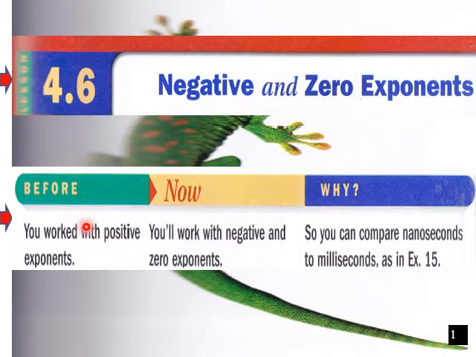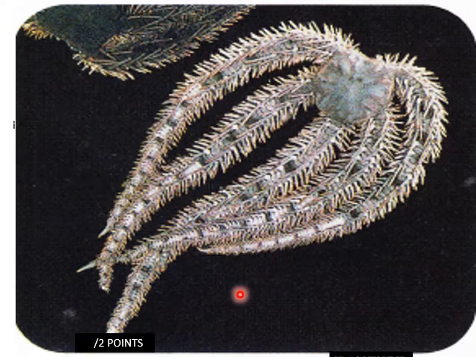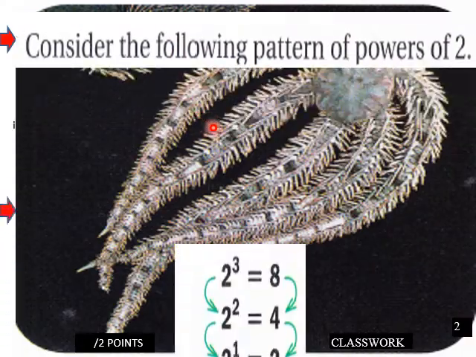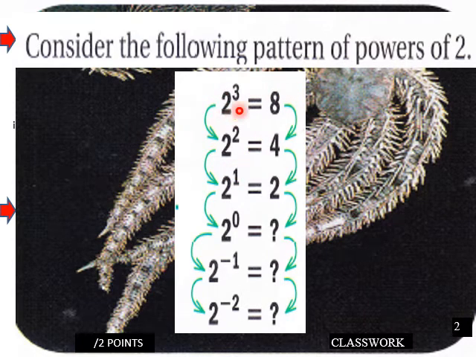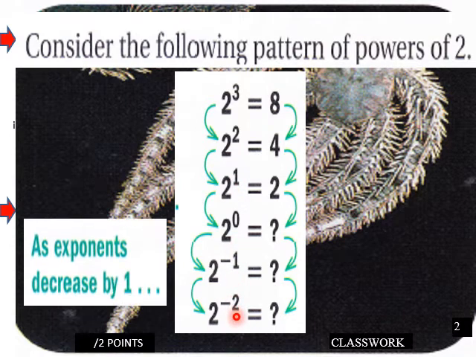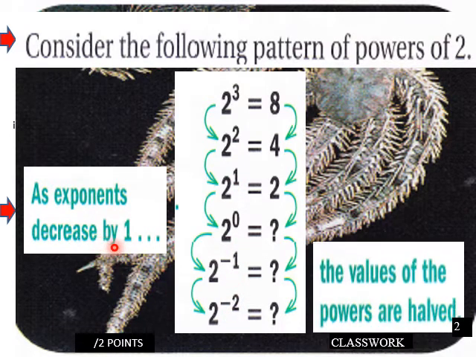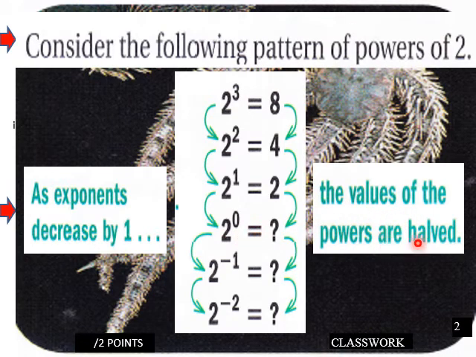Negative and zero exponents. You have worked with positive exponents. You will work with negative and zero exponents. Consider the following pattern: powers of 2 here, 2 cubed, 2 squared, 2 to the first, 2 to the 0, 2 to the negative 1, 2 to the negative 2. As the exponents decrease by 1, the values of the powers are halved. So by decreasing by 1, it halves the power.